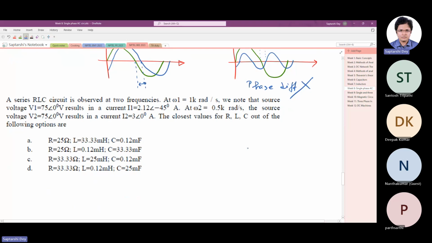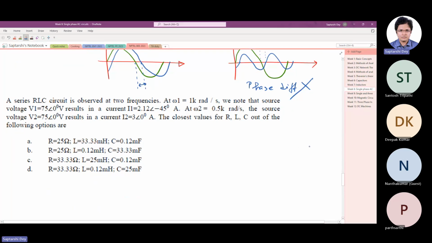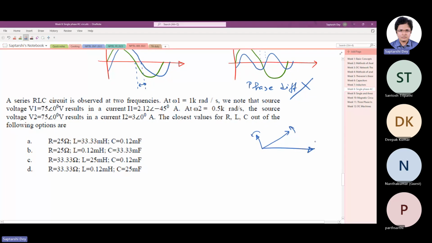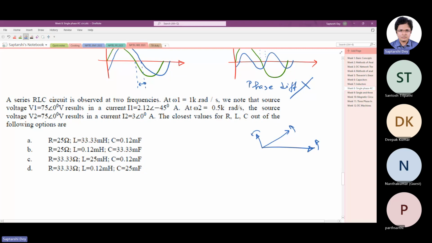Similarly, for the same reason, on a phasor diagram, all the phasors that you have must be of the same frequency. All of them must be rotating at the same speed. Then only you can draw all of them in the same phasor diagram. Now, why I'm telling you this is, this problem talks about two frequencies. For both the cases, they have written 75 angle 0, 75 angle 0, and this minus 45. So remember that the angles of the first case and the angles of the second case correspond to their own frequency. They cannot be compared. Okay, just keep that in mind.